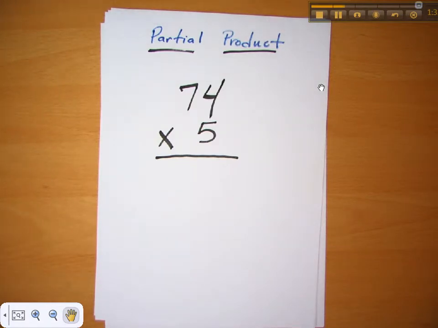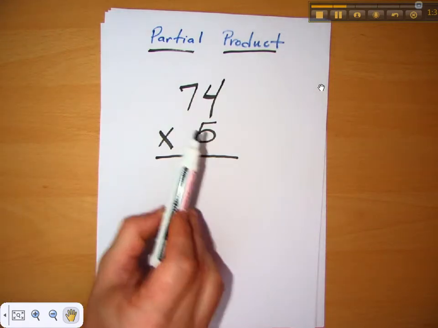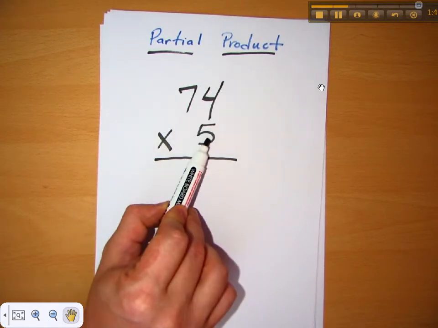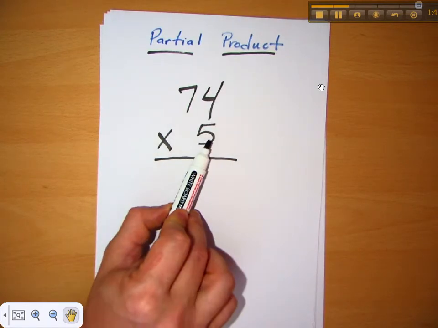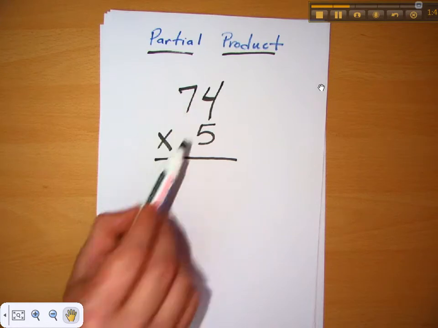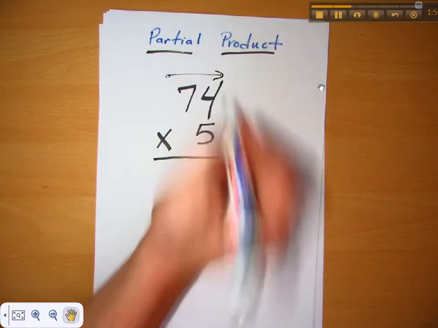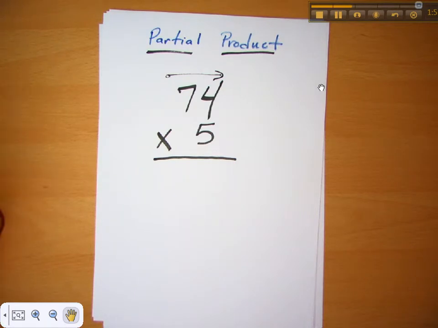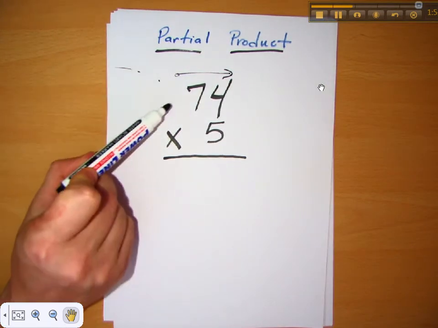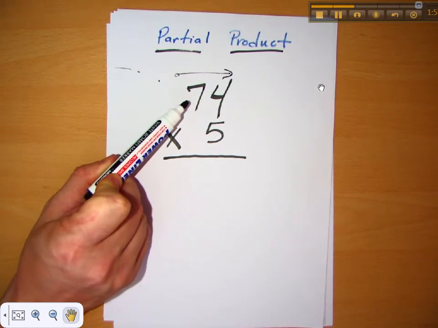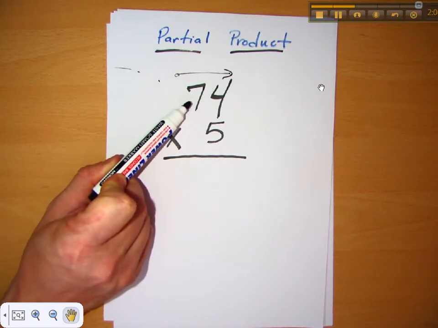So, just like new addition, we're not going to start doing this problem in the lowest place value. So we're not going to start by doing 5 times 4. We're actually going to start at the highest place value and work our way from left to right, like we read a book. Okay? So this is the digit 7. But it doesn't represent the number 7. This digit is in the tens place, so this digit 7 represents the number 70, okay?